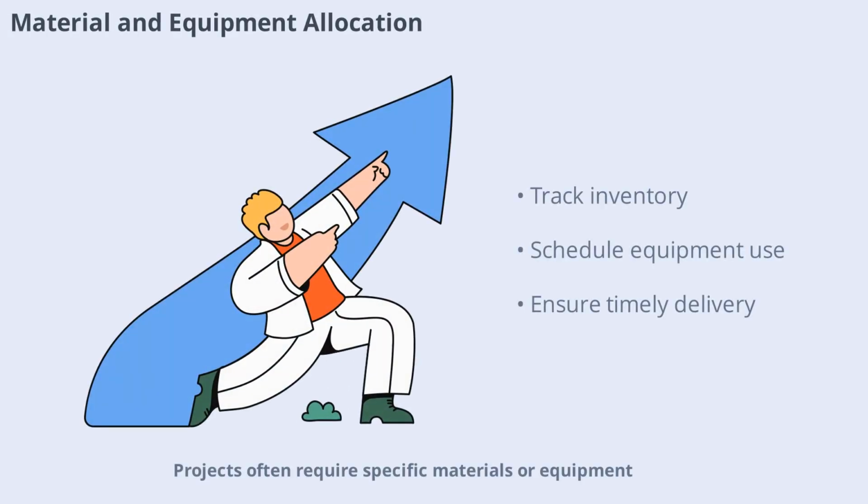Projects often require specific materials or equipment. Allocating these resources involves tracking inventory, scheduling usage, and ensuring timely delivery. Efficient management of materials and equipment helps prevent delays and keeps the project running smoothly.